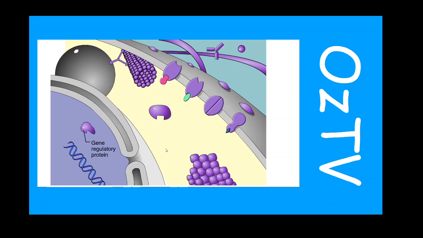Gene regulatory proteins bind to DNA in particular locations and control whether or not certain genes will be read. This allows cells to become specialized for different functions and respond to changes in their surroundings.